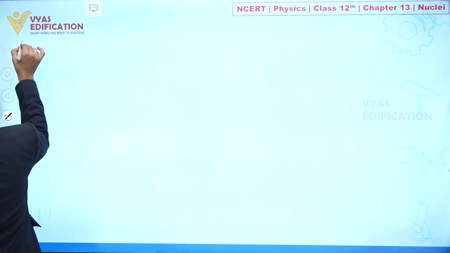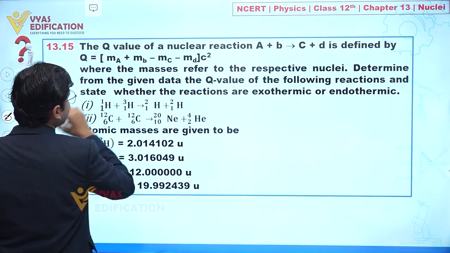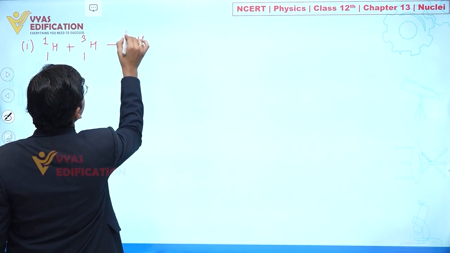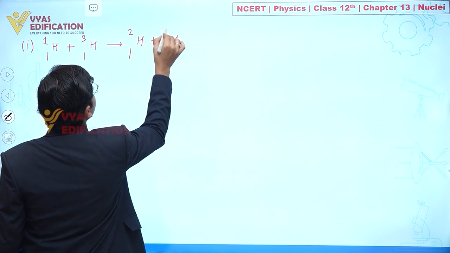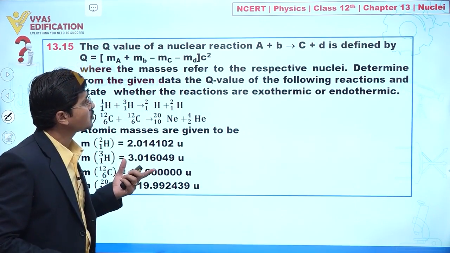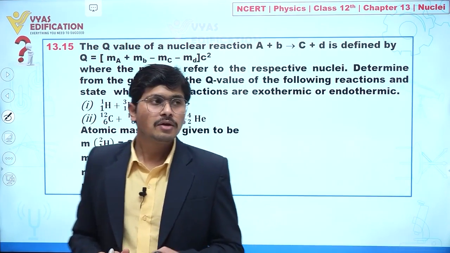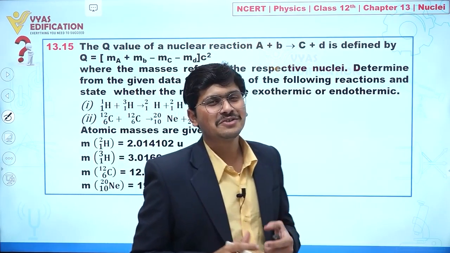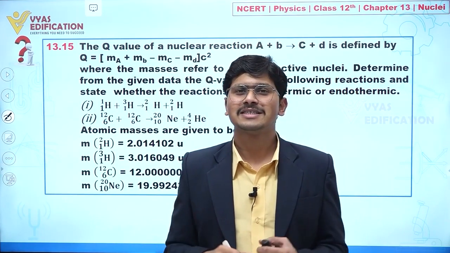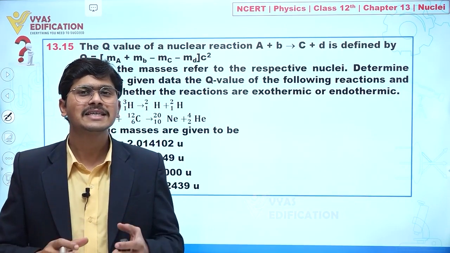Clear? Listen carefully. So I am writing first this equation, 1H1 plus 1H3. Clear? And then it is now actually breaking into 1H2 plus 1H2. Clear? Now if I want to find that this reaction is endothermic or exothermic, how can we find? So for that I will calculate first Q value. If I am getting value of Q that is positive, it means this reaction is exothermic. Clear? But if I am getting value of Q negative, so I can say that reaction is endothermic reaction.